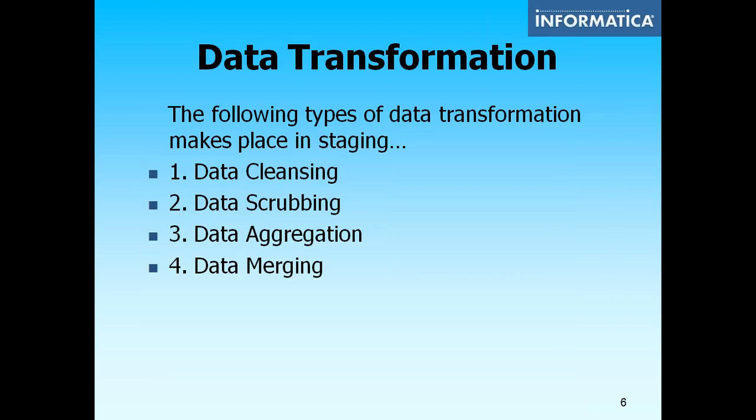Now data transformation. Here we do different types of activities in the data transformation, as discussed: data cleansing, data scrubbing, data aggregation, data merging. We merge the data, we aggregate the data, we scrub the data, we cleanse the data in order to maintain proper data in the data warehouse database. We'll see in the further classes how to cleanse, scrub, aggregate and merge the data. Okay, we'll see that in detail in the coming classes.